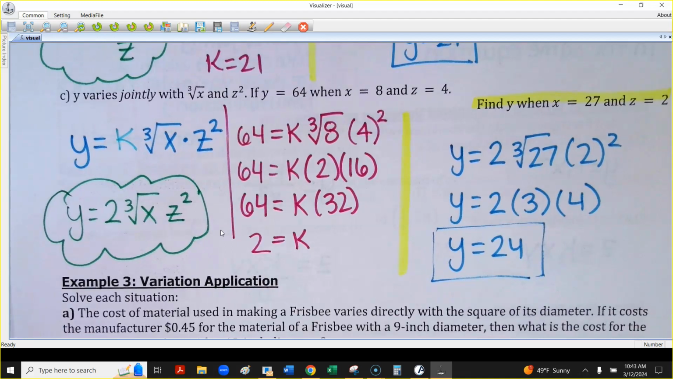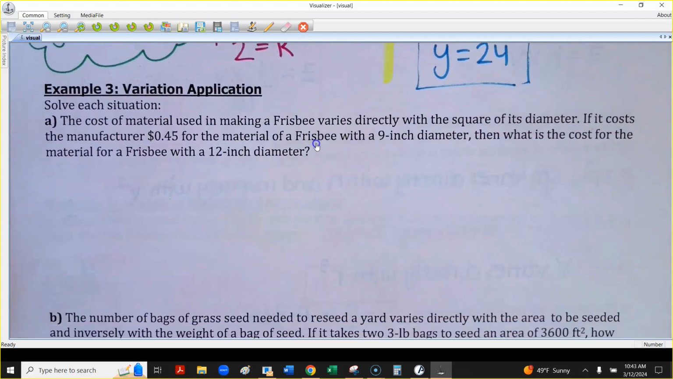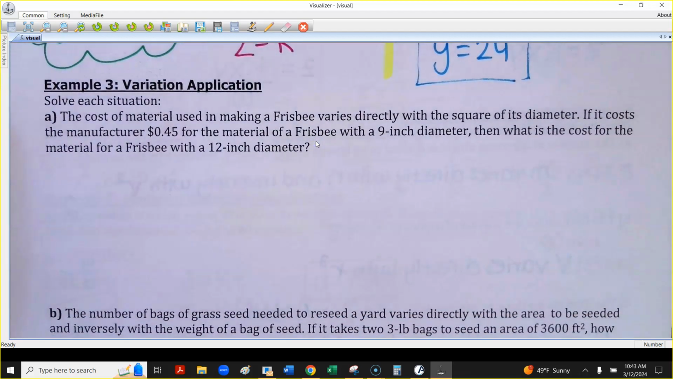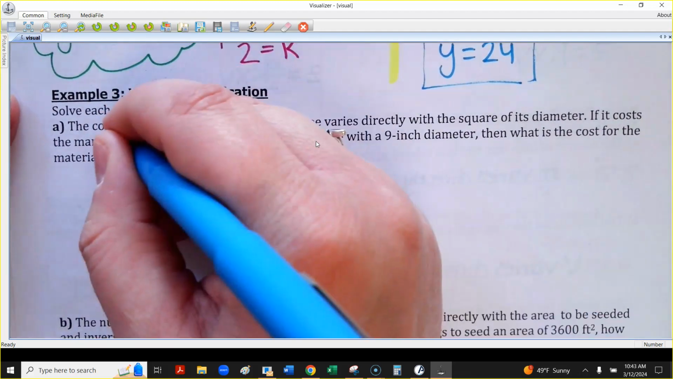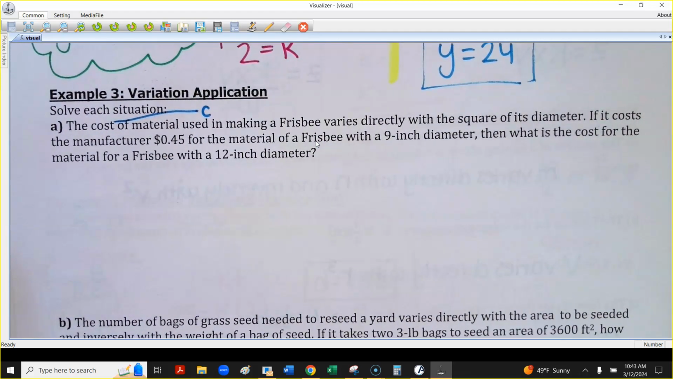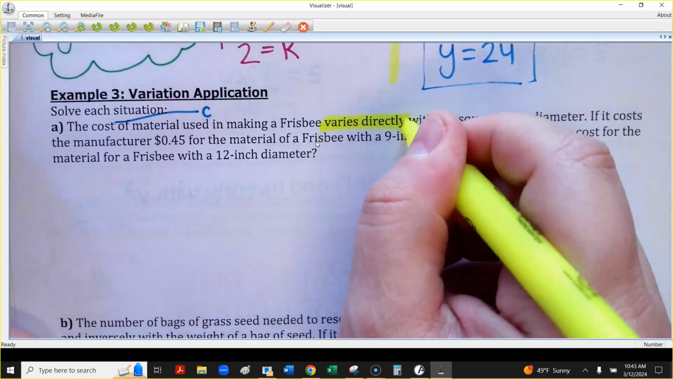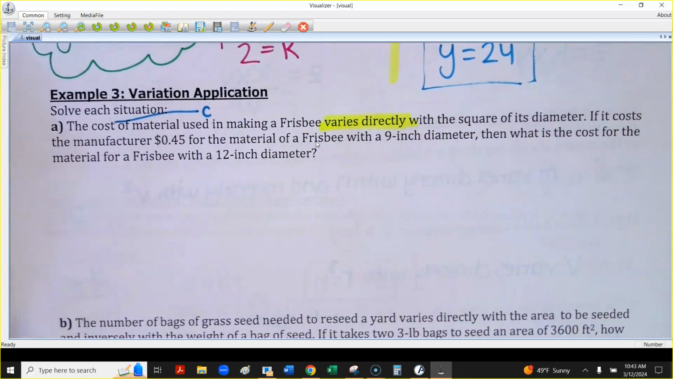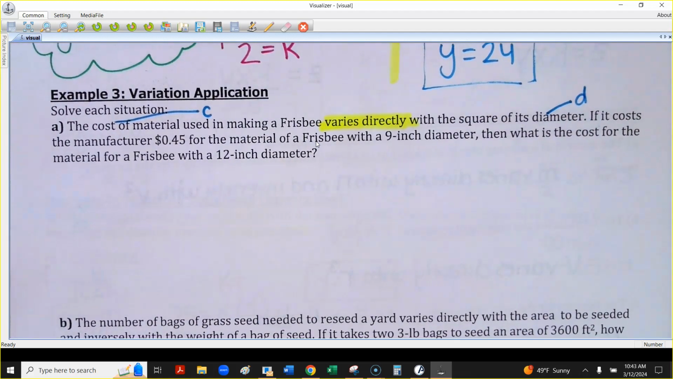Now, do not be intimidated by the word problem. You're just going to pick information out here. You can use whatever variables you want, but I'm going to use what's in the problem. So this says the cost, so I'm just going to use C for this, of material used in making a Frisbee varies directly. So I know I'm going to do some multiplication here with the square of its diameter. So I'm just going to use D for diameter.